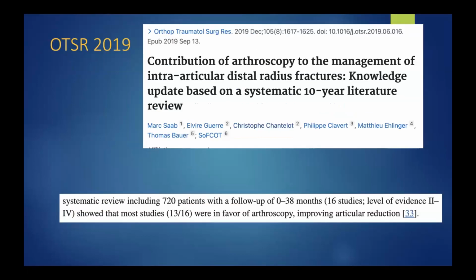And this is an article by Saab et al. in Orthopaedics and Traumatology: Surgery and Research in 2019. This was a systematic review including 720 patients with a follow-up of up to 38 months. 16 studies were included, and all were level 2 to 4 studies. Most of the studies favored arthroscopy to improve articular reduction, not the functional outcome. Overall, the functional outcome was similar, but to improve the articular reduction, they recommended arthroscopy.